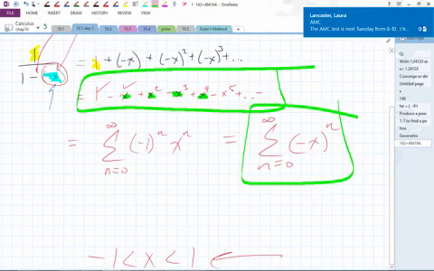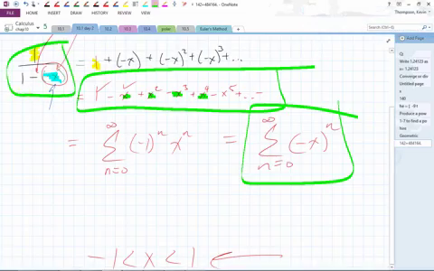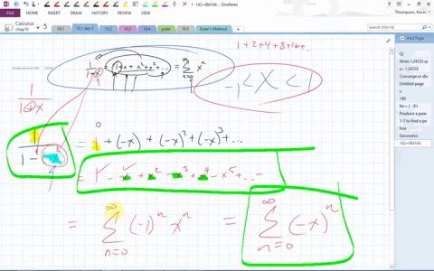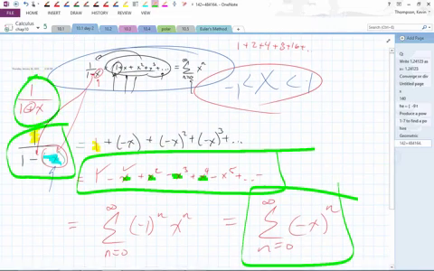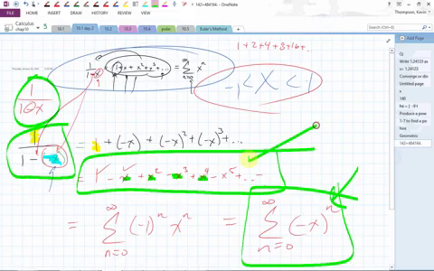Okay? Which is also equal to 1 over 1 plus x. This original. So 1 over 1 plus x is the function that this represents. So we're actually saying they're equal. So 1 over 1 plus x is the same thing as this infinite list, or this infinite list, whichever one you prefer to look at.